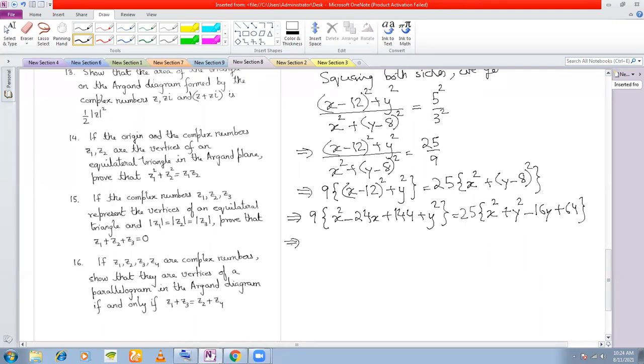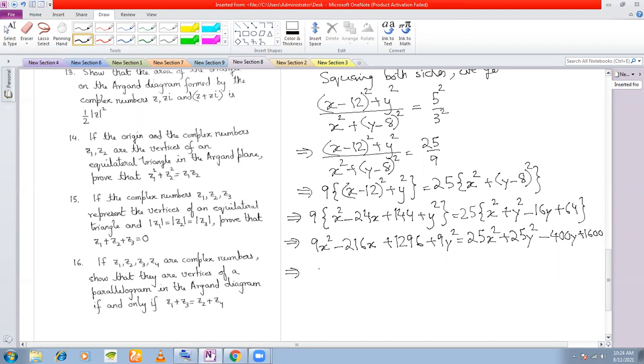Now you multiply by 9 throughout, you get 9x² − 216x plus 144 into 9 is 1296, plus 9y². On the right hand side, you multiply by 25 throughout: 25x² + 25y² − 25 into 16 is 400y, and 25 into 64 is 1600, right?